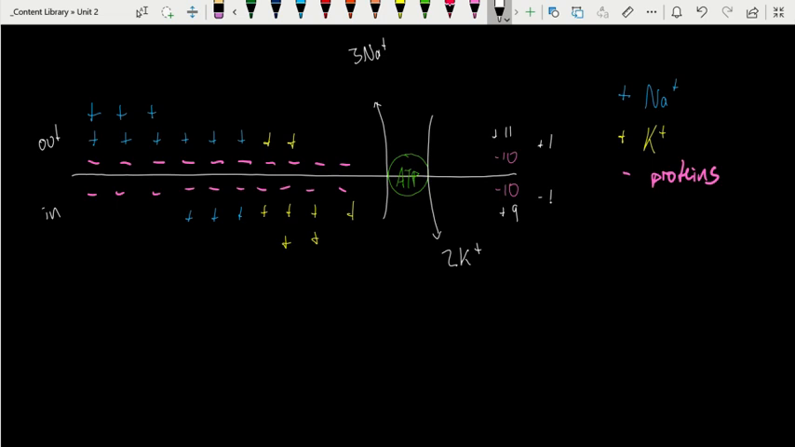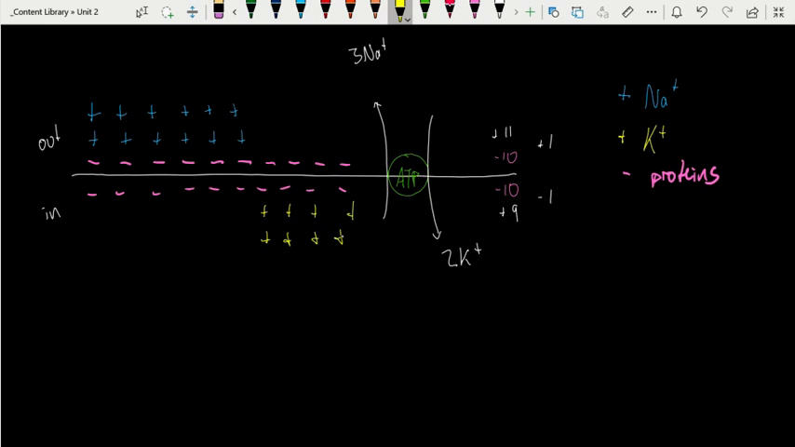Now, let's run it again. Let's take those 3 sodiums, pump them to the outside. And let's take these 2 potassiums, pump them to the inside.